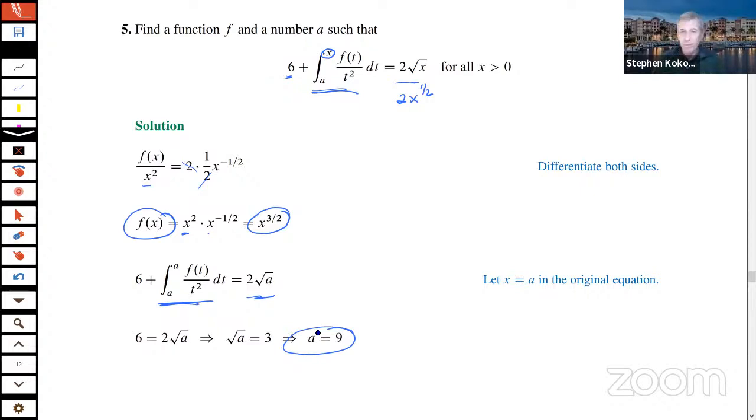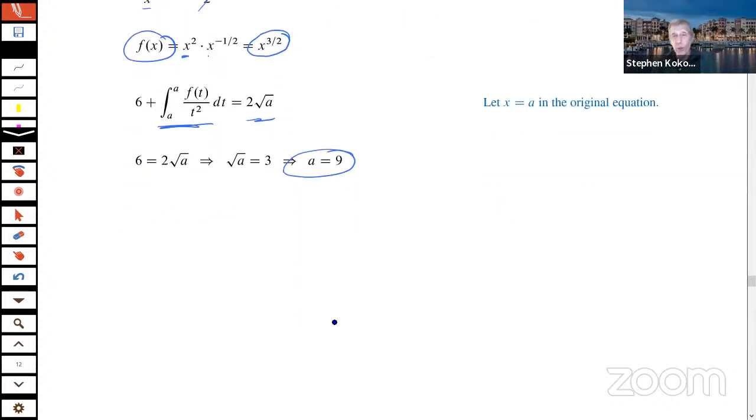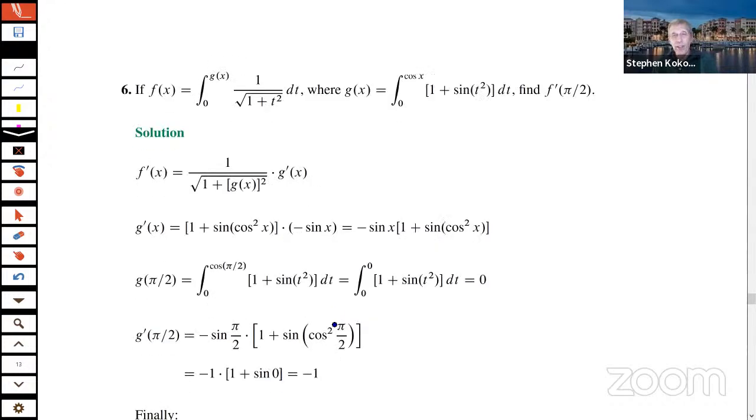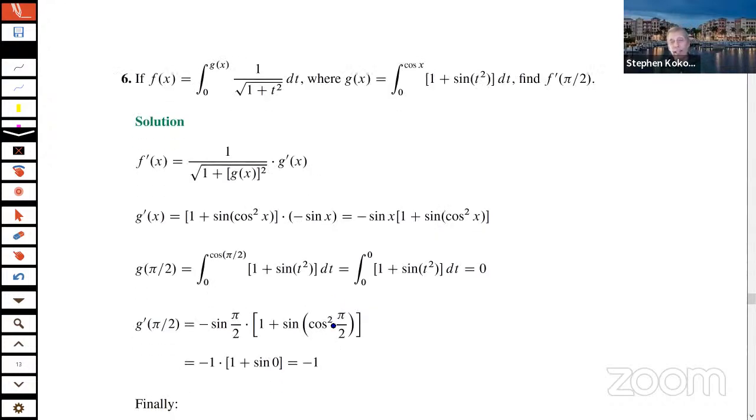That's a nice one. And Curtis, I've got time for one more. I'm going to do this one if I can. I really like this next one. If you think you really know the fundamental theorem of calculus, part 1, try this one.